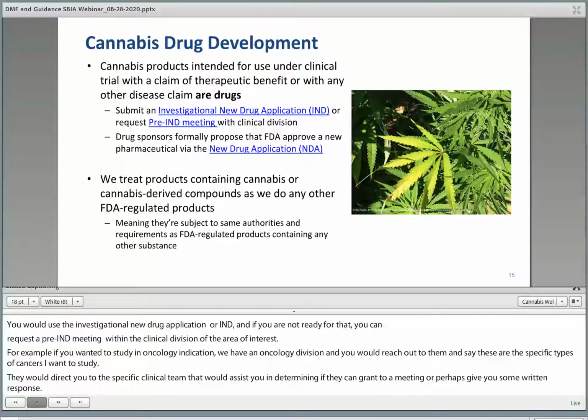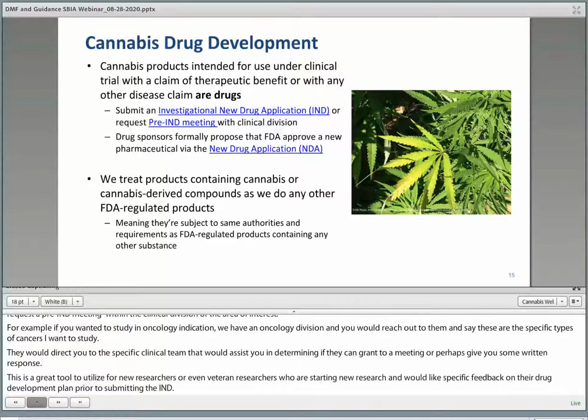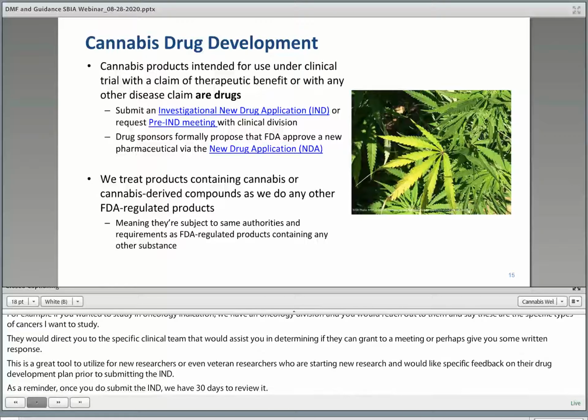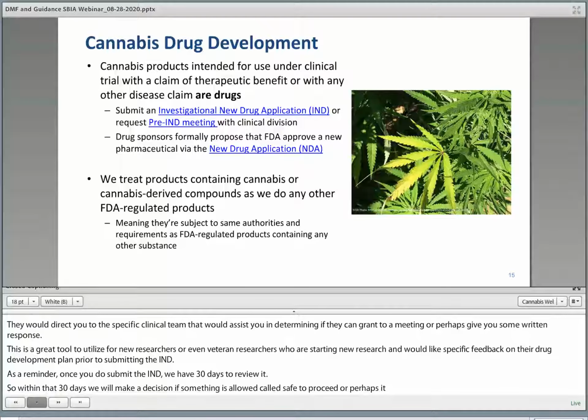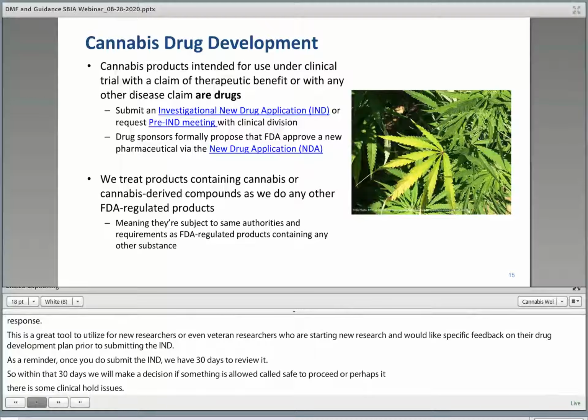As a reminder, once you do submit the IND, we have 30 days to review it. And so within that 30 days, we'll make a decision if something is allowed, called safe to proceed, or perhaps if there are some clinical hold issues. And so by having that pre-IND meeting, we can often assist you in answering a lot of the specific questions you might have. And there's no timeline on the pre-IND meeting. And so it does allow for some work that can be done on the research end.